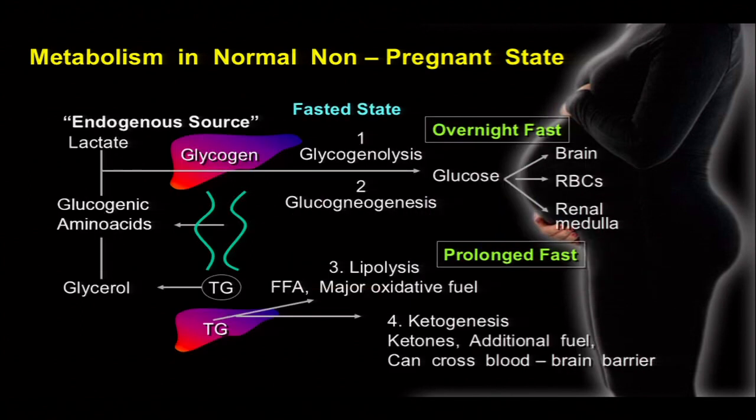Now, what happens in the fasted state is, after an overnight fast, the glucose is derived from glycogenolysis followed by gluconeogenesis. And if the fast is extended, that is a prolonged fast, you will find the third source is lipolysis, when you have free fatty acid, which serves as a major oxidative fuel. This is followed by ketogenesis, where ketones become an additional fuel. And one thing we must remember is that it can cross the blood-brain barrier.